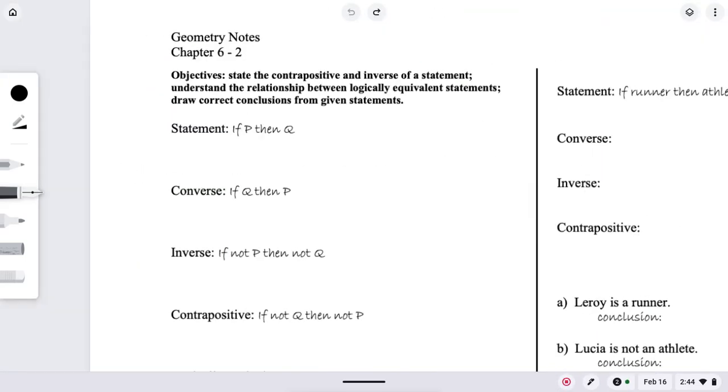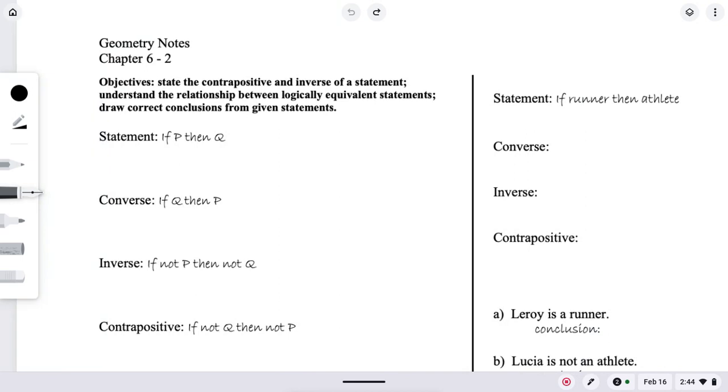All right, so this video is to start section 2 of chapter 6. We're actually going to do two different videos for this. But our objectives to start, we're going to talk about these statements. We did the converse of a conditional statement before, but now we're going to add in inverse and contrapositive.